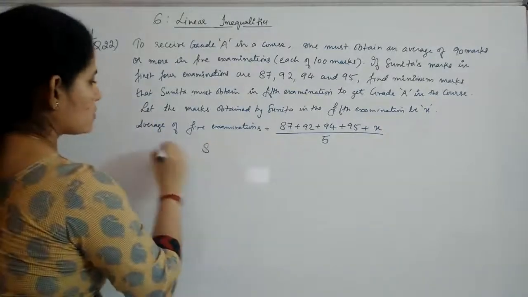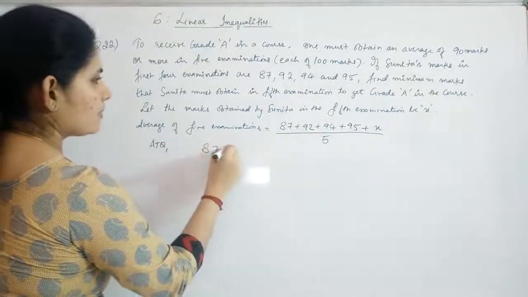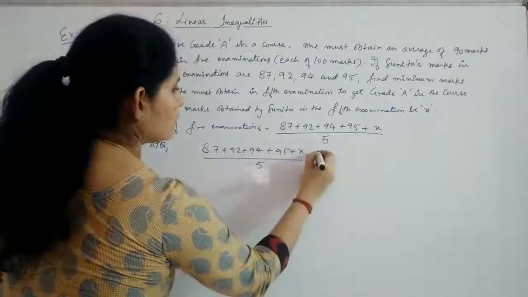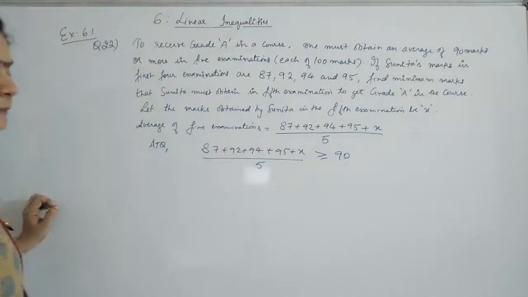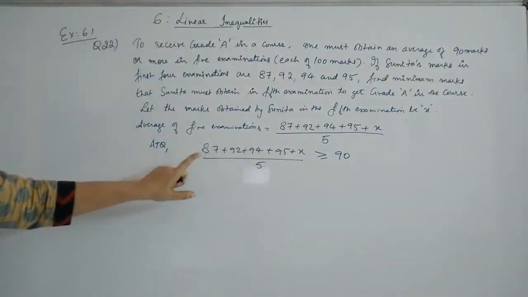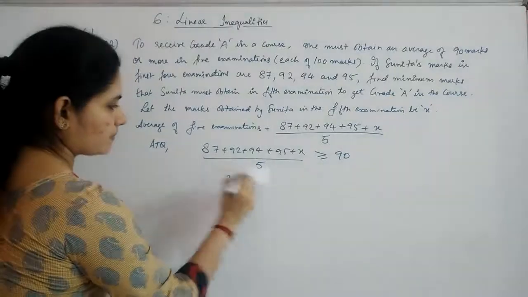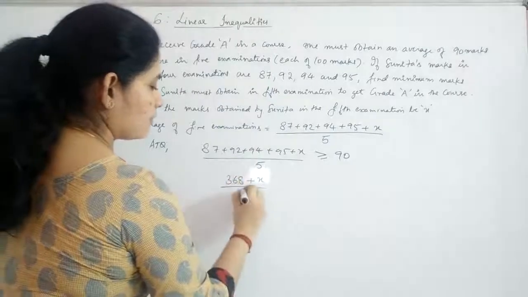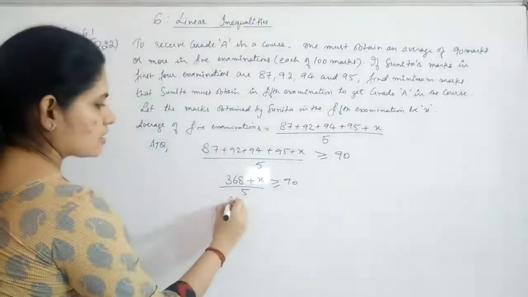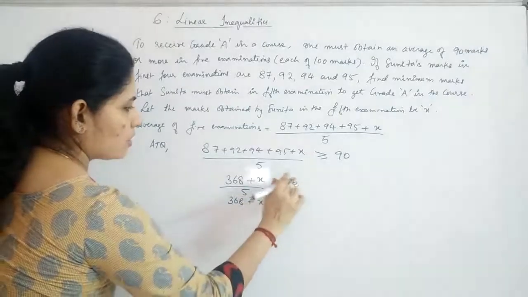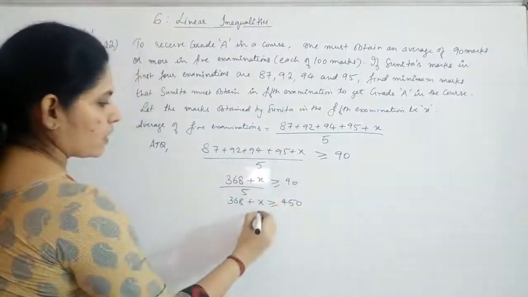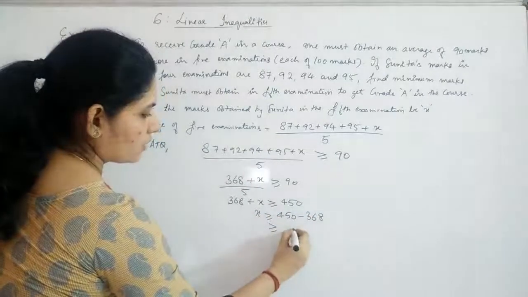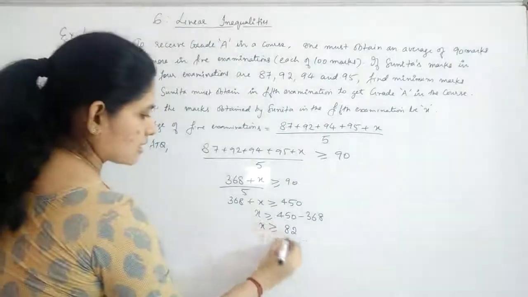So we can have, according to the question, 87 plus 92 plus 94 plus 95 plus x divided by 5 should be greater than or equal to 90. Now the sum of all these 4 numbers, that is 87 plus 92 plus 94 plus 95, is 368. So 368 plus x divided by 5 is greater than or equal to 90. That means 368 plus x is greater than or equal to 450, or x is greater than or equal to 450 minus 368, which is 82. X is greater than or equal to 82.